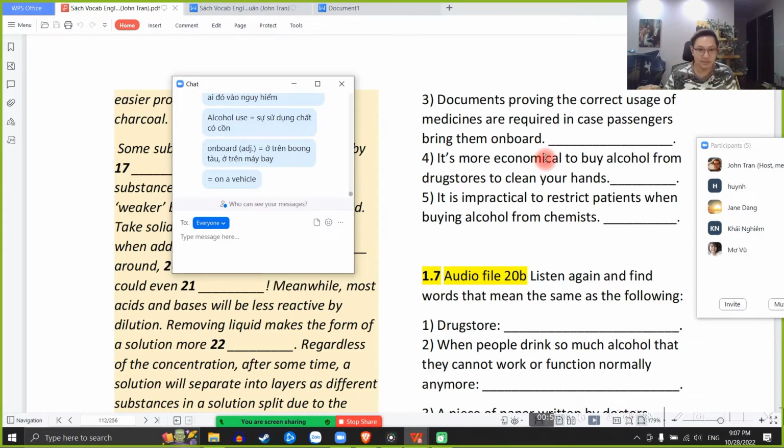So it means you need the doctor's prescription.